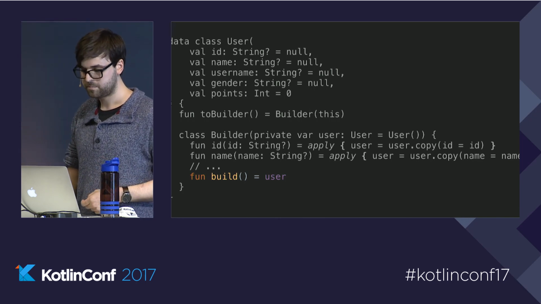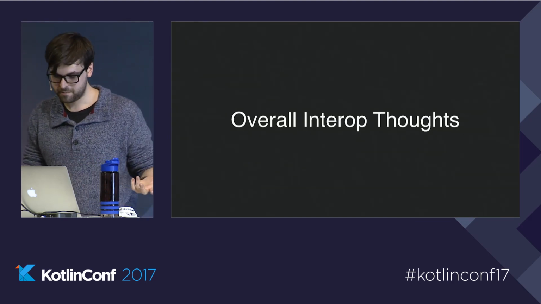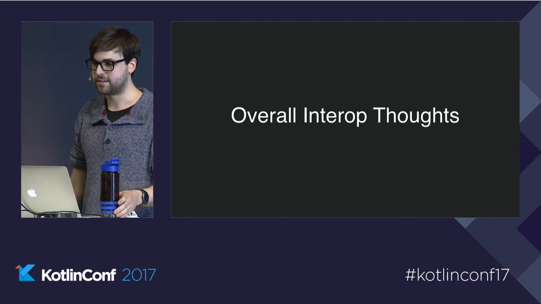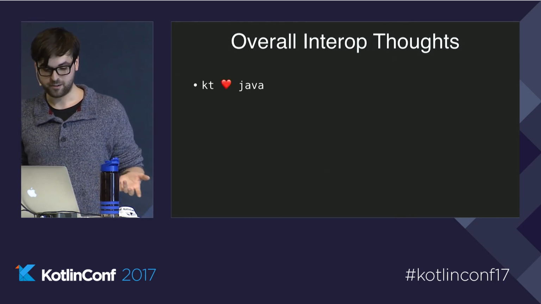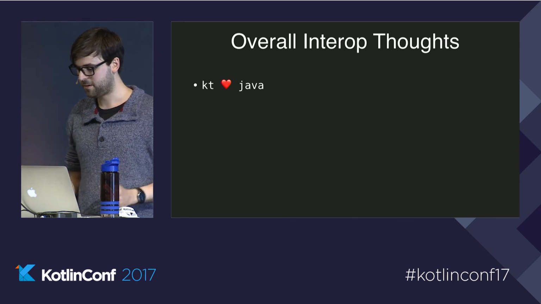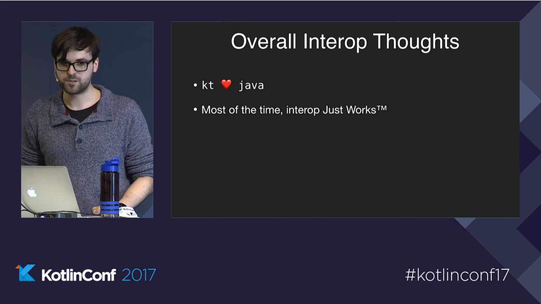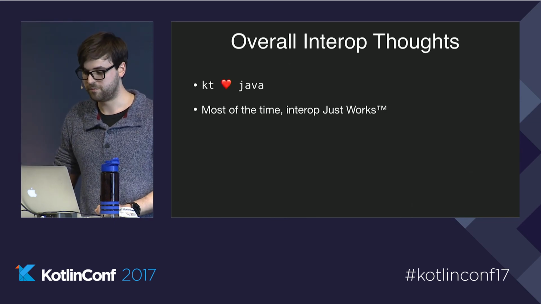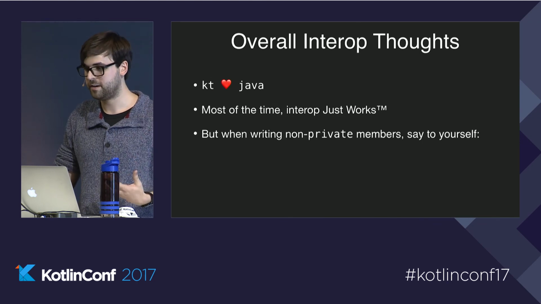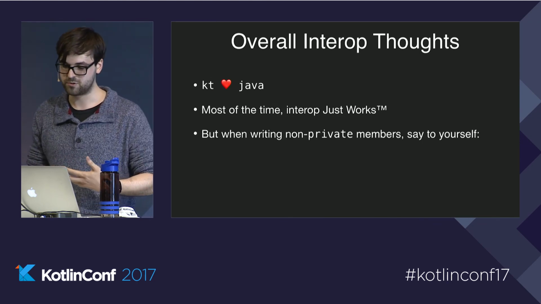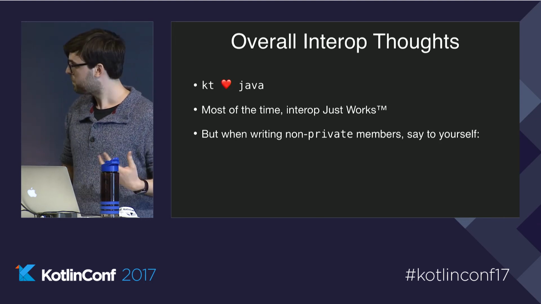So let's just talk about overall interop thoughts, right? It's great. Kotlin and Java work very well together. The fact that they do is the reason why so many of us are able to use it, I think. And usually, your interop is just going to work. It's going to be fine. You're going to be happy. We didn't really think about it too much for the first few months we were using it, and we were fine. But when you're writing non-private members and you're working in a mixed code base, or someone is going to consume this that is not using the language you're using, you should say to yourself, how's this going to look in their language, right?